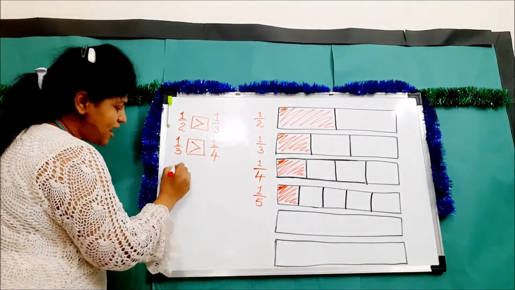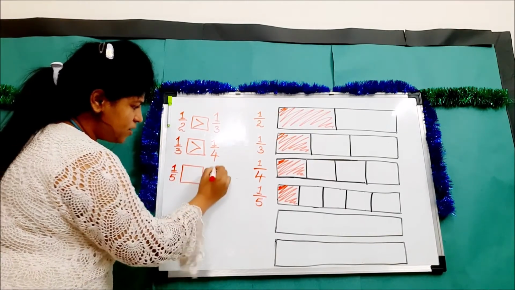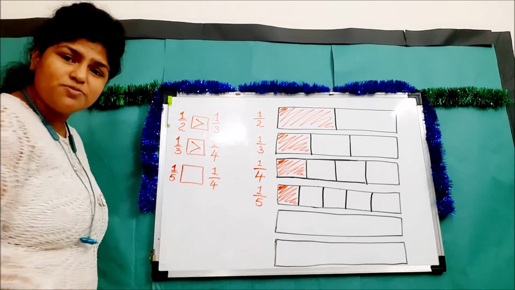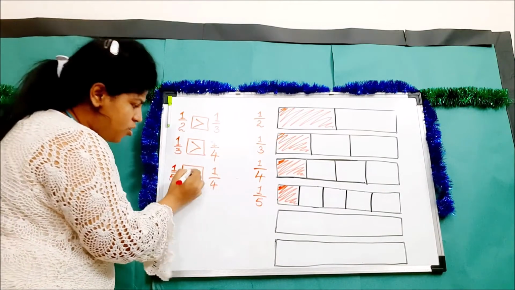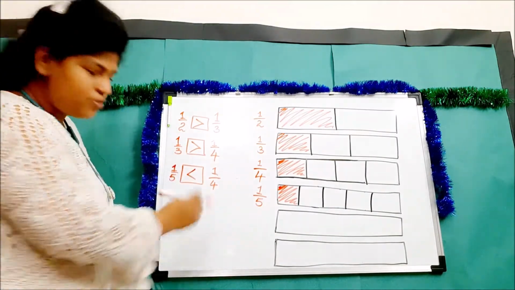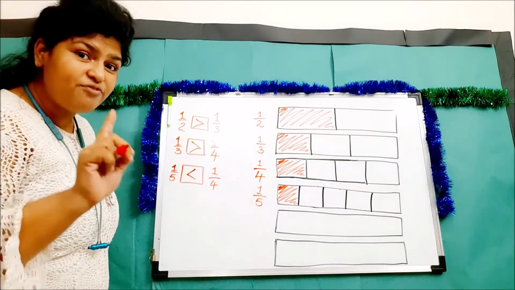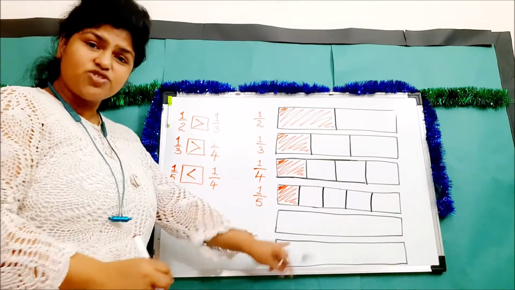So if suppose I have 1 upon 5, okay, and 1 upon 4. Tell me who is big, 1 upon 4 or 1 upon 5? 1 upon 4. The smaller number will always be bigger in fractions. Okay, let's see the last one. Okay, the last strip over here.